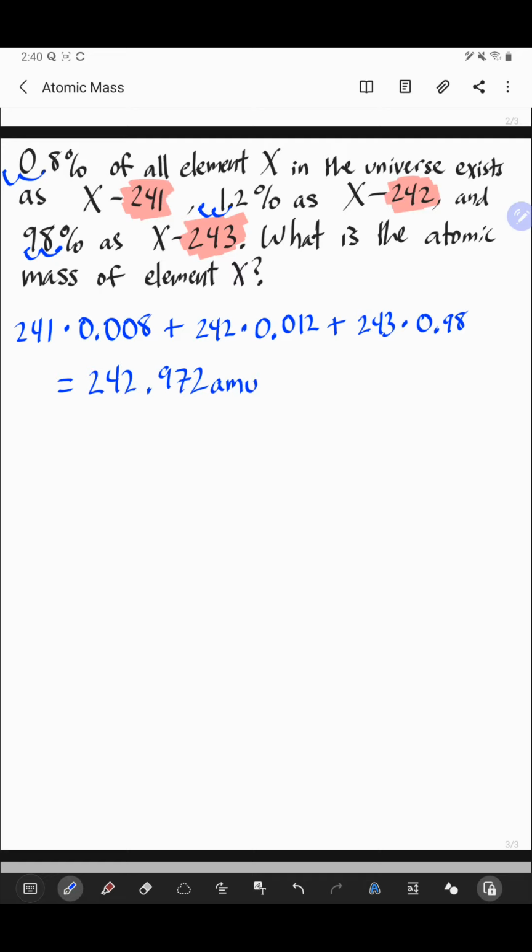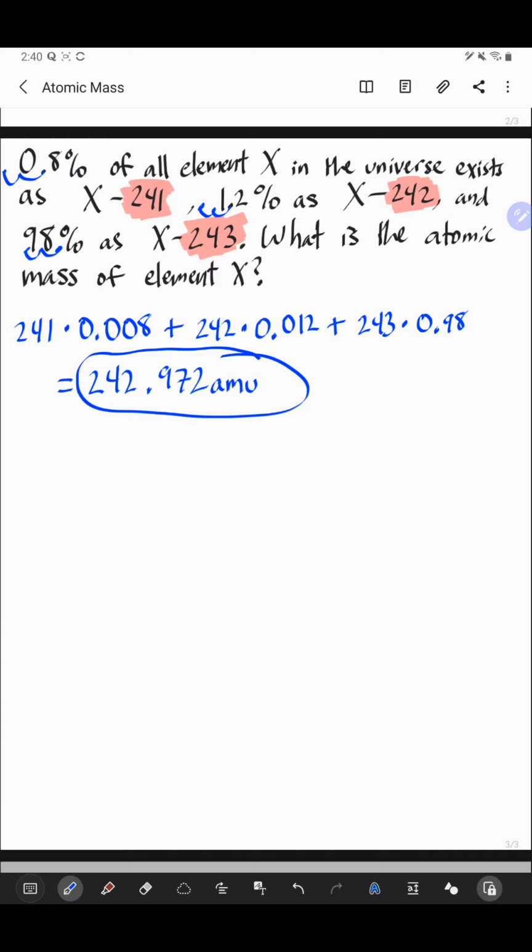And then lastly, we could say, hey, the highest relative abundance is 243. Our answer should probably be closest to that value. So 242.972 is pretty close to 243. So that also passes that check for us. I would say that this is a reasonable answer. We can circle it and move on to the next question.